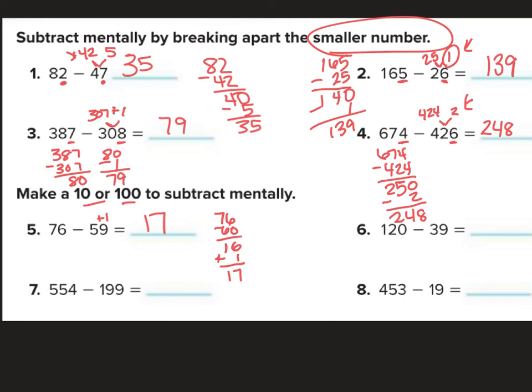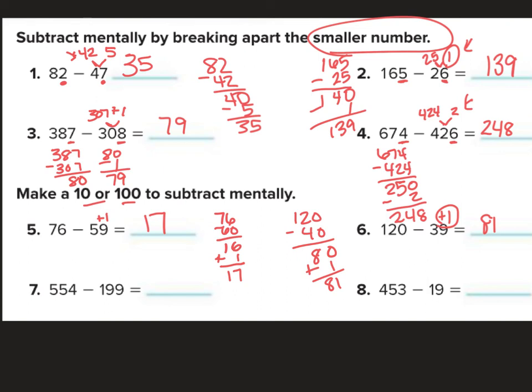Okay, here I've got a 39, so I'm going to add 1 to make it 40. 120 minus 40. I'm taking away too many, right? 80. And then I have to add it back in because I took away too many. So I have 81.